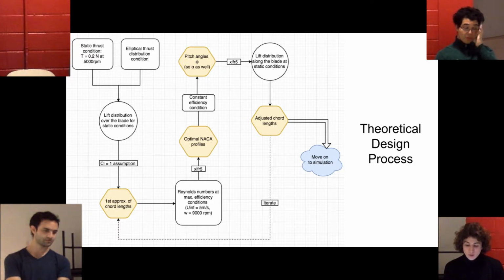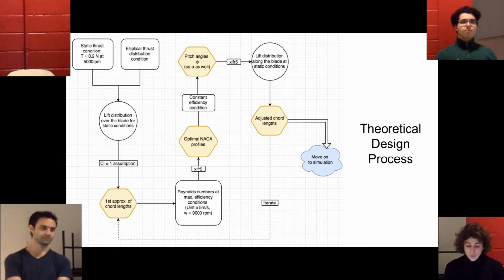Then we made the assumption that the lift coefficient must be equal to 1 over the whole blade. That's just a reasonable assumption, and it'll be corrected later. But thanks to this assumption, we can now get a chord length at every control point that we've defined across the blade. Then we can get the Reynolds number under the max efficiency conditions. So now we're looking at what's the Reynolds number at each control point when the wind speed is 5 meters per second and the rotation is 9,000 RPM.